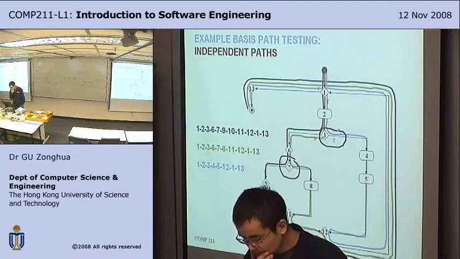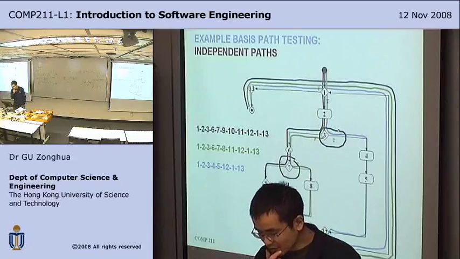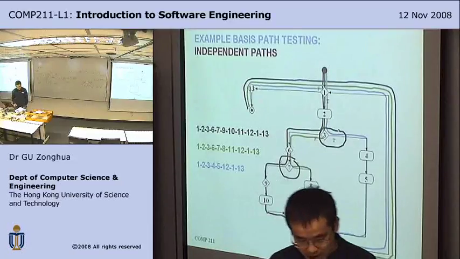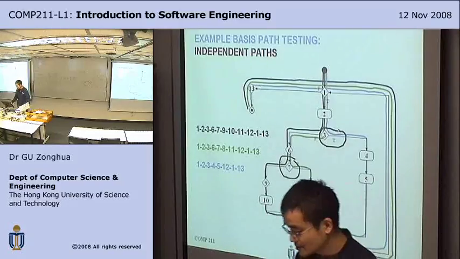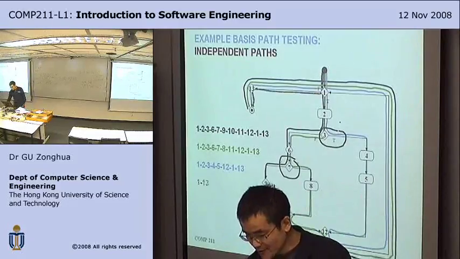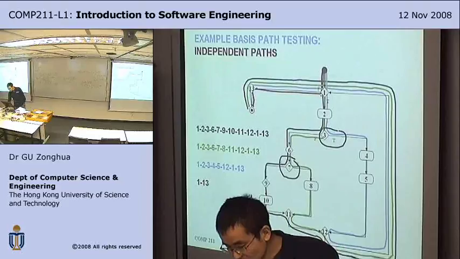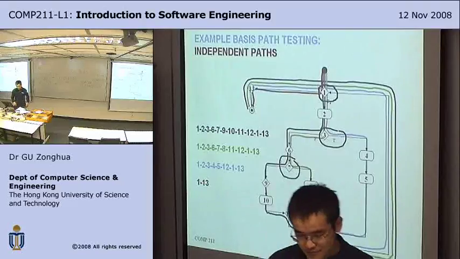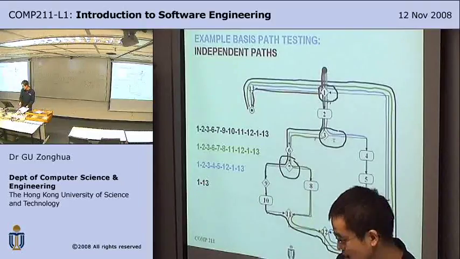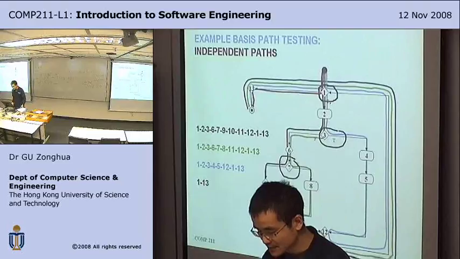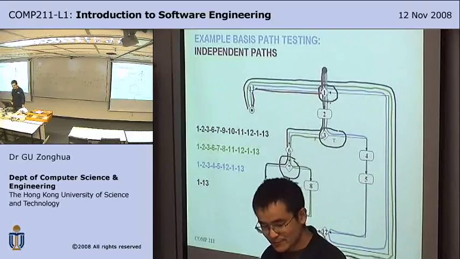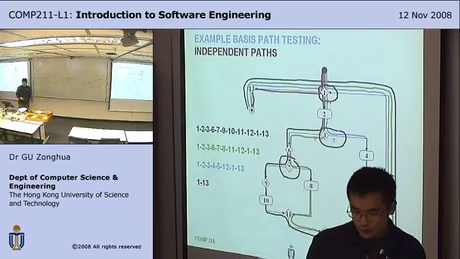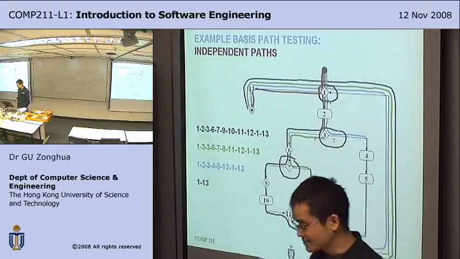And there's another one which is not very obvious. This is the path from 1 to 13. This is when node 1 takes the false branch. So in this case, you have 4 independent paths. That is, the basis set has size 4, which is equal to the cyclomatic complexity.